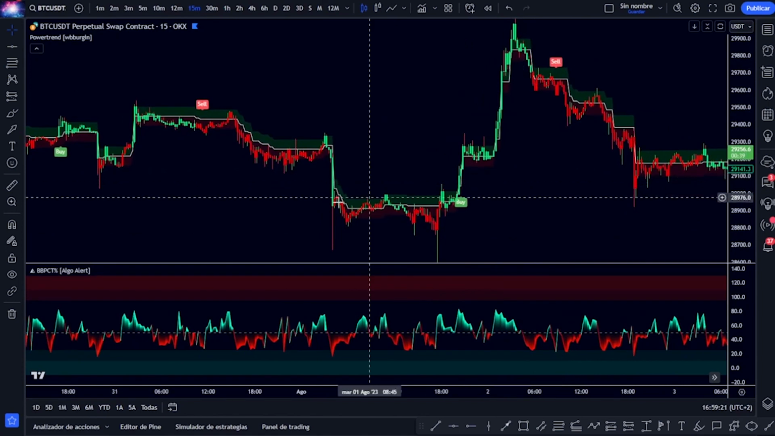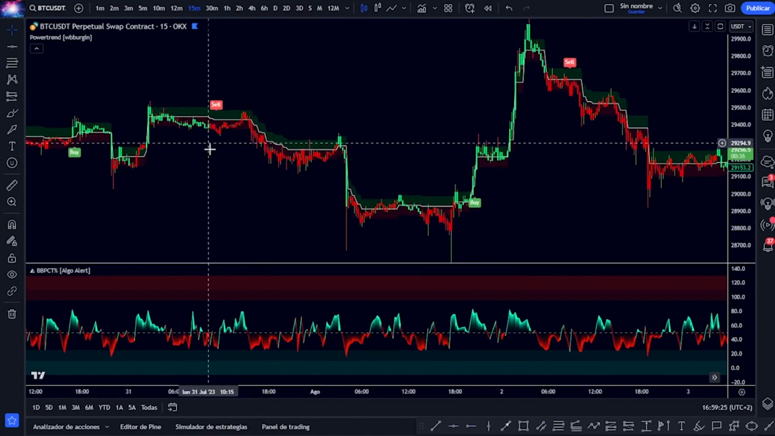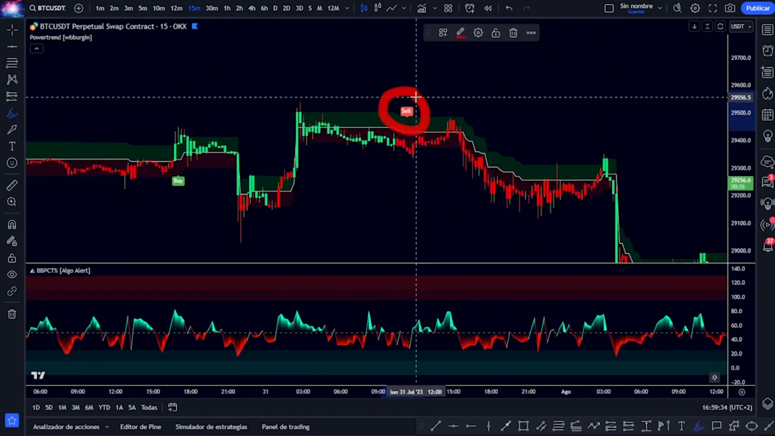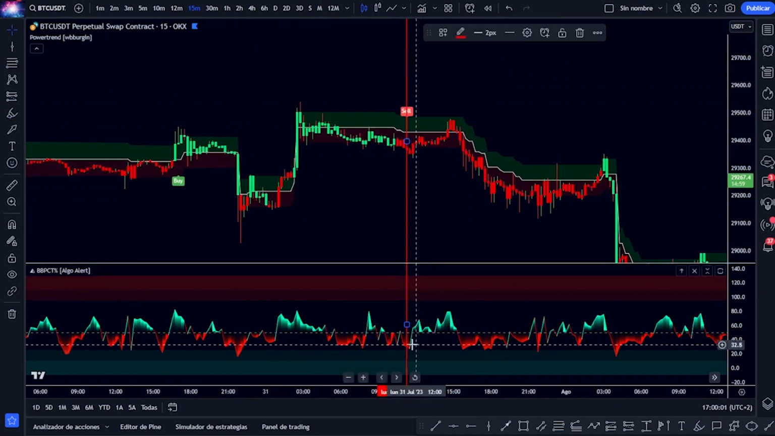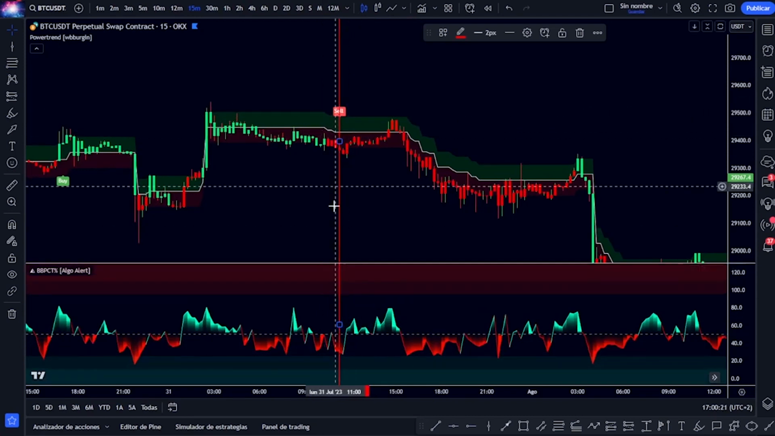The operation of the strategy is very simple. Simply when we see a buy or sell signal in the upper indicator, in this particular case we mark a sell, we mark that candle and take a look at our lower indicator. Being looking for a short operation, if we see that the wave is in red, we can place our operation.